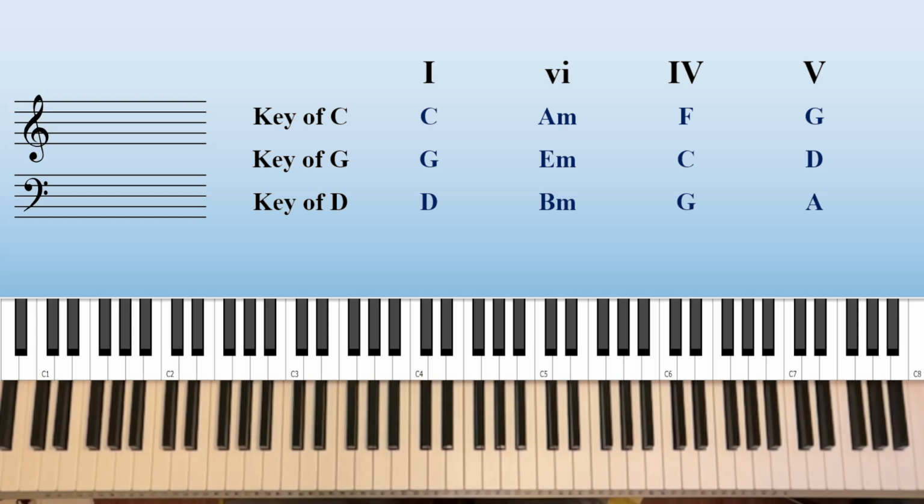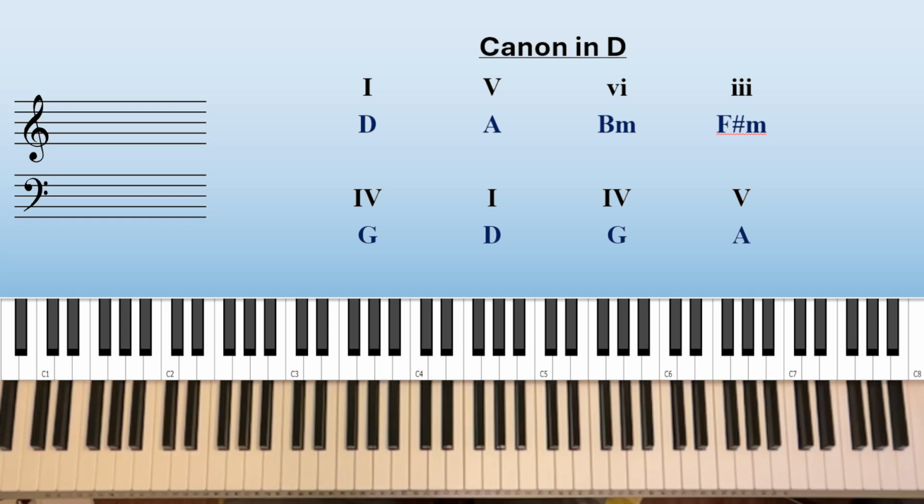So we'll go through one more example. What's a really common chord progression? Canon in D, Pachelbel. You'll see videos on YouTube of 20, 30 pop songs that use the same chord progression as Canon in D. So this is iconic. It's in the key of D.